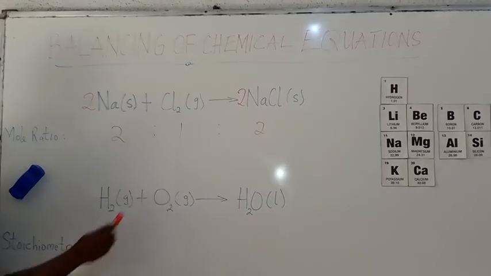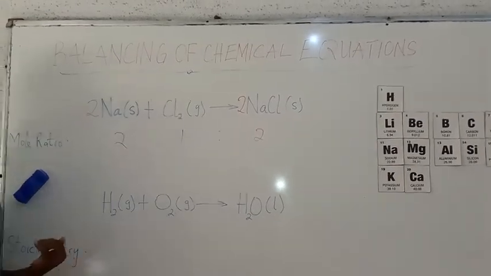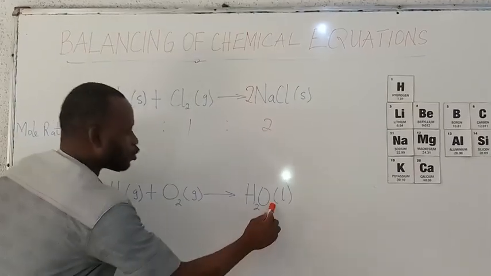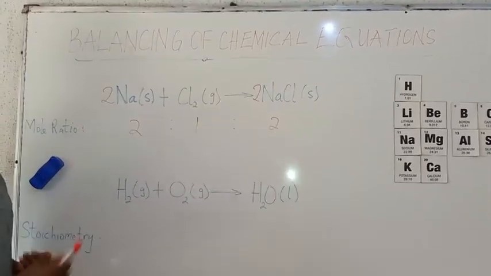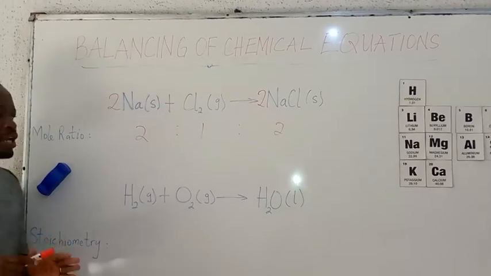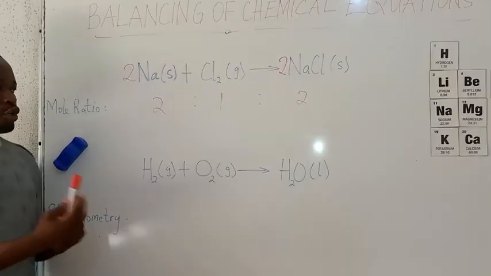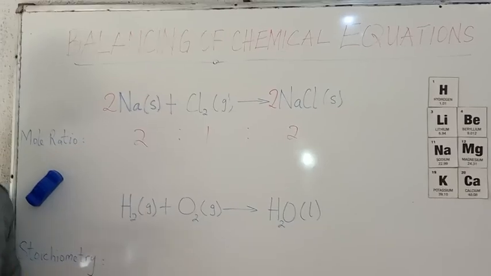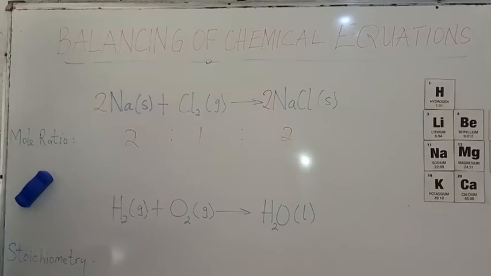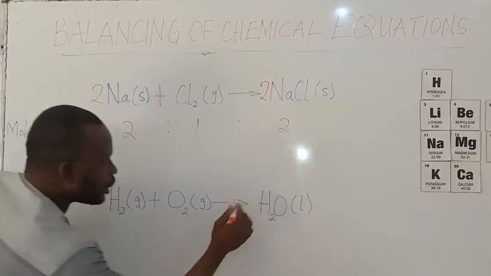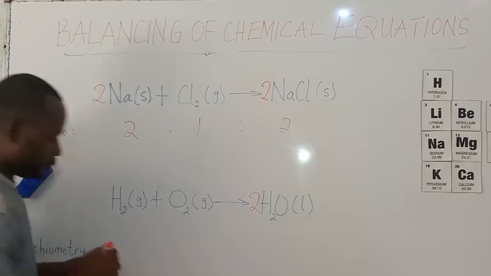What about oxygen? 1 times 2, 2 on the reactant side. 1 times 1, 1 on the product side. Therefore, oxygen atoms are not equal on both sides. Can we make them to be equal? Yes, we can balance the equation by introducing coefficient 2 here.